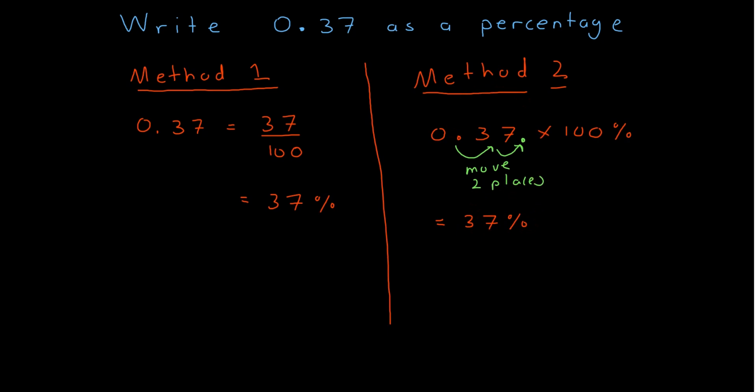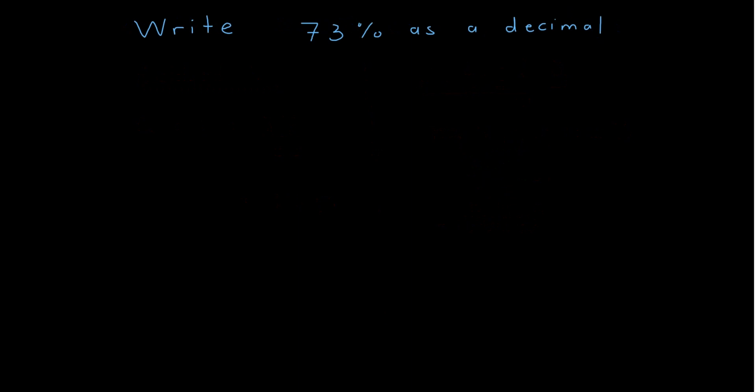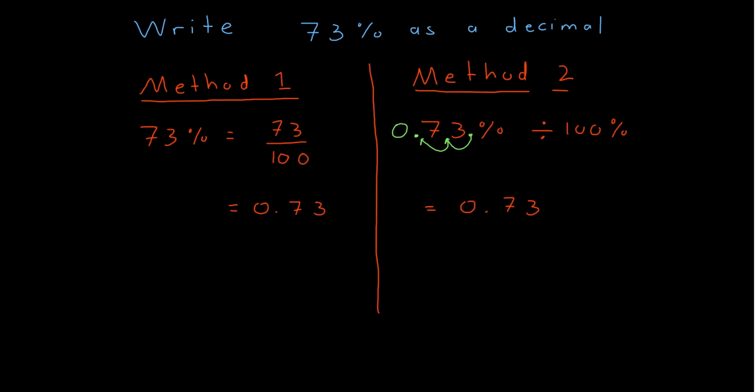Okay, let's try another one. And we're going to go backwards. So write 73% as a decimal. Pause the video and have a go, and unpause it when you're done. Okay, hopefully you're all done. And did you get? You could say 73% is 73 over 100, which you know from previous lessons is 0.73.